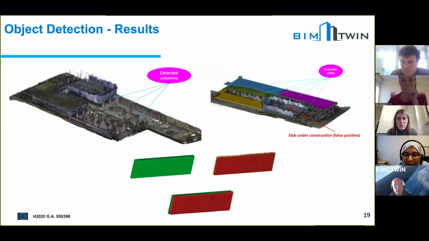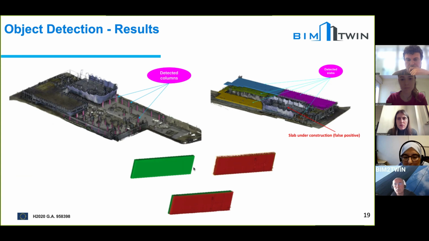Now we can see some results obtained on one pilot site used as part of the BIM2TWIN project. Here we have the detected columns from the pilot site in Spain. We see that our algorithm is able to correctly detect the columns. Here we have another result for the slabs. For this region, the algorithm considers that those slabs are false positives, because those slabs are under construction.